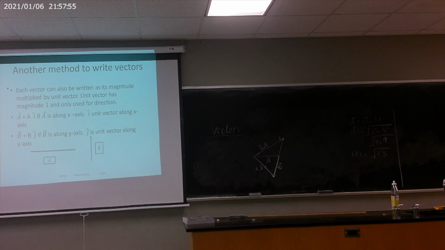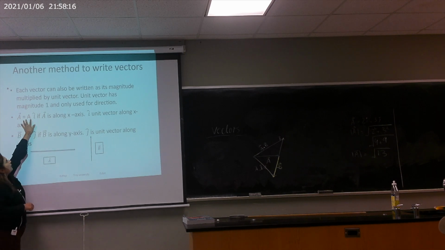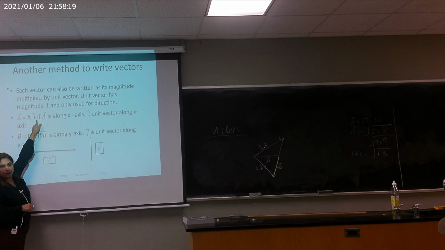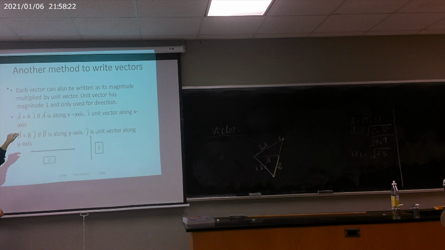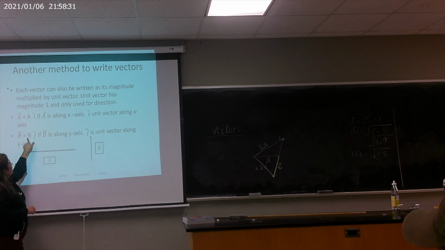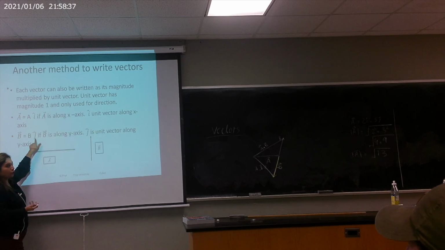Now I'm taking you to something I started my lecture with today: the unit vector. Each vector can also be written as its magnitude multiplied by a unit vector. The unit vector has magnitude 1 and is only used for the direction. If you have a vector only along the x-axis, its magnitude is multiplied by i, the direction unit vector showing that it is only along the x-axis. If you have a vector only vertical, then it's going to be bj. What does b show? b shows the length, or the magnitude, of the vector. j shows the direction.